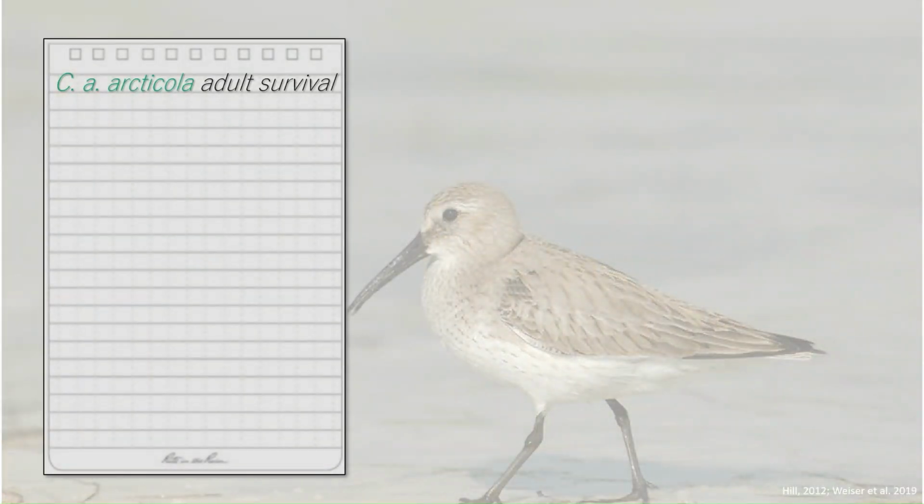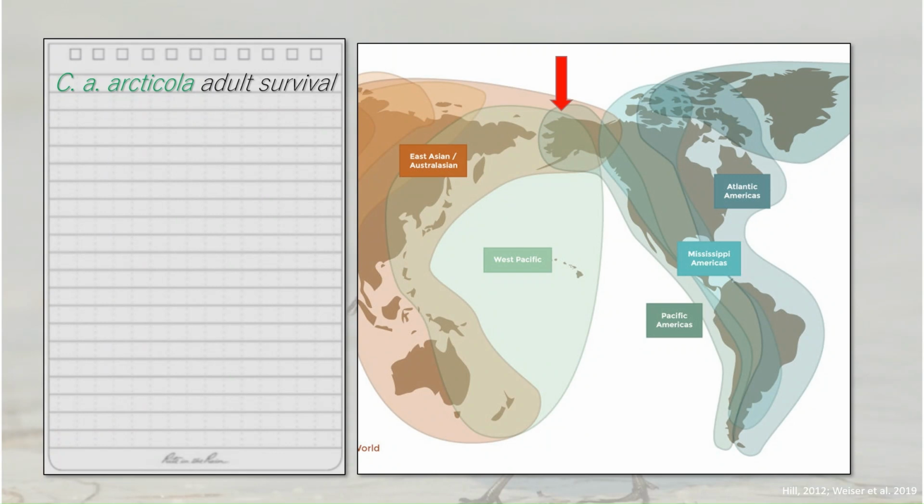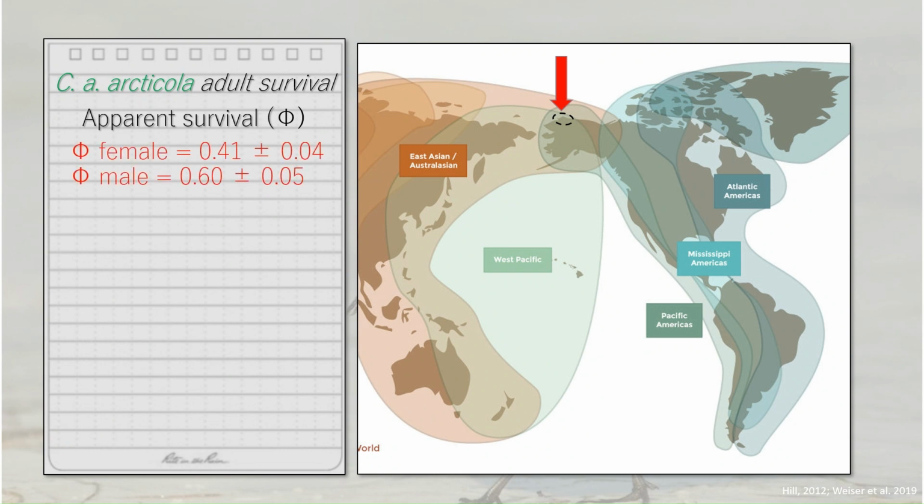There have been 2 prior studies estimating Dunlin, Articula, adult survival. One used 7 years of mark capture recapture data from an Arctic study site to estimate apparent survival rates. This is noted as phi, and this does not account for that dispersal outside of the study area. And they estimated the differences in survival rates between female and male Dunlin.